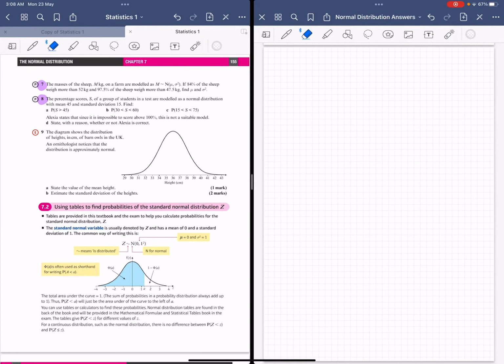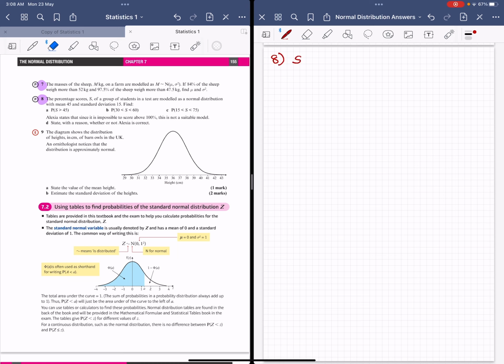Question number 8. The percentage scores S of a group of students in a test are modeled as a normal distribution with a mean of 45 and standard deviation 15. A. Find the probability that S is greater than 45. So, this is question number 8.